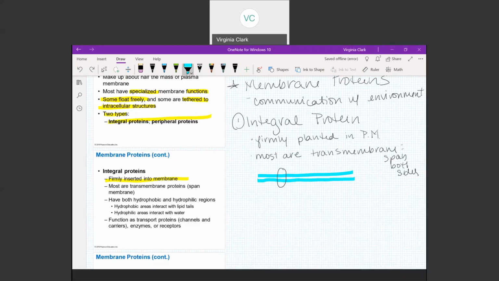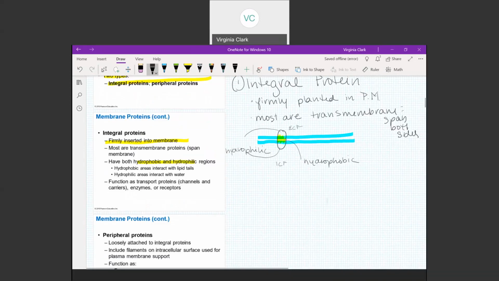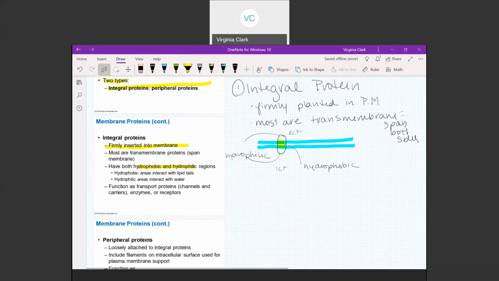When we're talking about these, they are going to have both a hydrophobic and a hydrophilic region, and they need that because the middle part right here has to be hydrophobic because it hates the water. So this part in the middle will be hydrophobic, and then these parts right here will be hydrophilic, so that the hydrophilic part likes the intracellular fluid that has water, and it likes to talk to the extracellular fluid that has water. So those are really important. And these can have a bunch of different functions that we're going to talk about. Okay, the second type of protein is going to be peripheral proteins.